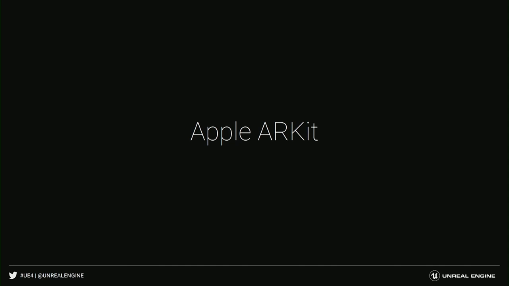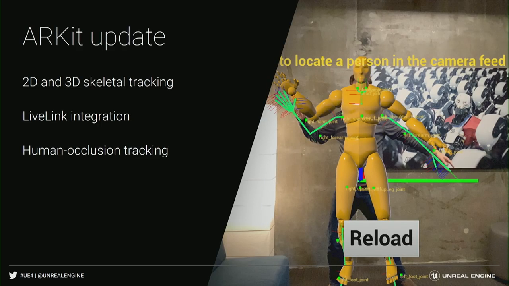ARKit 2 shipped with iOS 12 in 2018 and added cool new features such as shared experiences, so think multiplayer or shared content overlaid over the real world, and also persistent tracking, where the device remembers an object's position in the real world. As of the soon-to-be-released 4.23.1 update to Unreal, we've added support for the new features found in ARKit 3. So this is in early access for 4.23.1 and final in 4.24.